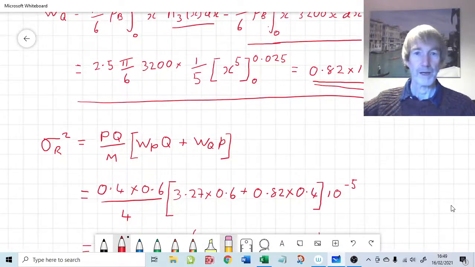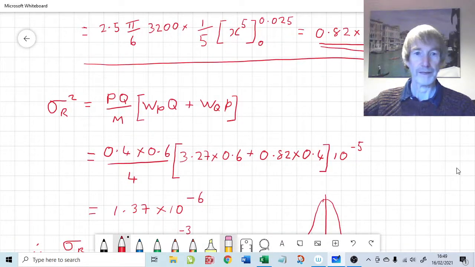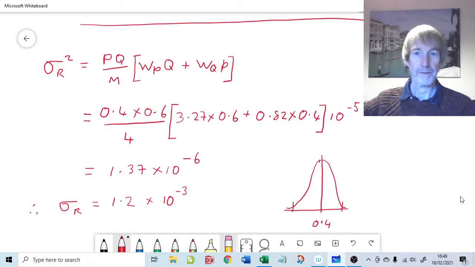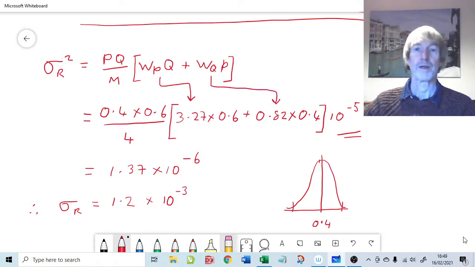Okay, so these two masses are now ready to go into our pool equation, which we have down here. And I've just made life a little bit easier by taking 10 to the minus 5 out just here. So this was the WP term, obviously times 10 to the minus 5. This is our WQ term, again times 10 to the minus 5, which has just been taken out of the brackets. P was 0.4, Q was 0.6, and we know the scale of scrutiny is 4 grams.